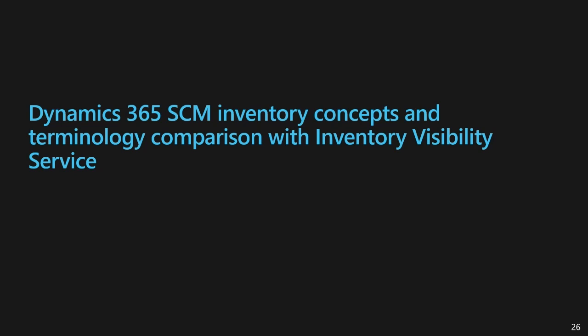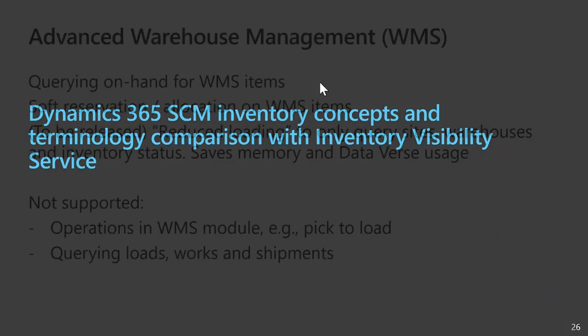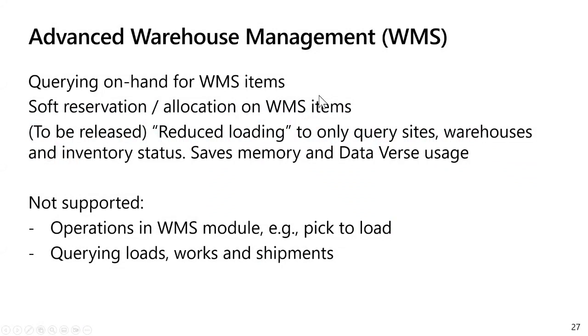And now let's discuss the topic of the concepts and terminology comparison between Dynamics 365 Supply Chain Management with Inventory Visibility service. Firstly, we have advanced warehouse management system items. The feature is now at a stage where we support querying the on-hand for WMS items, as well as putting the values into calculated measure definitions.